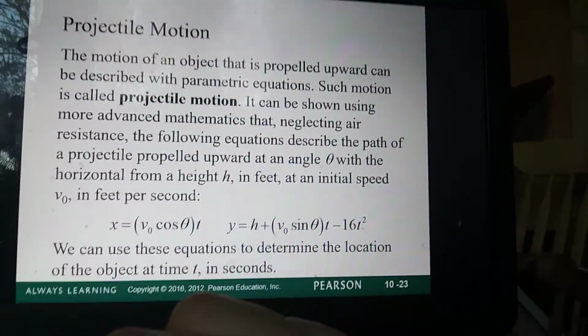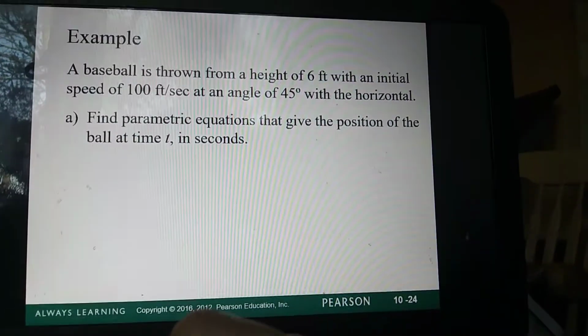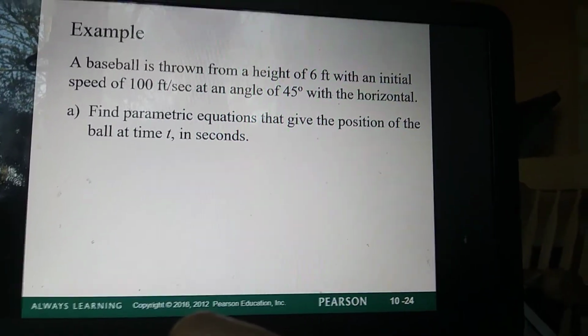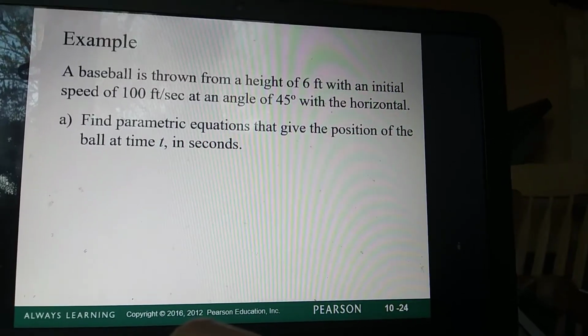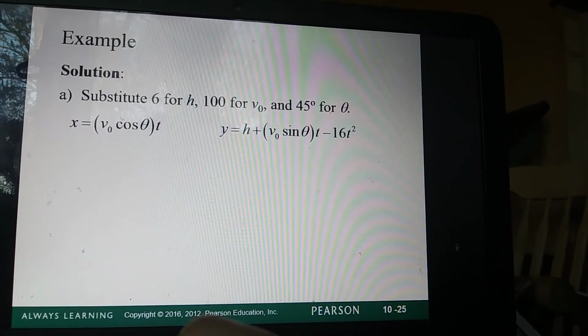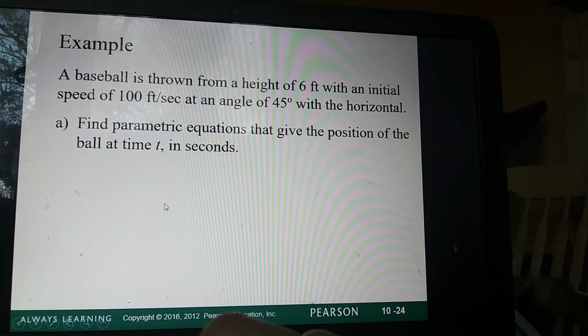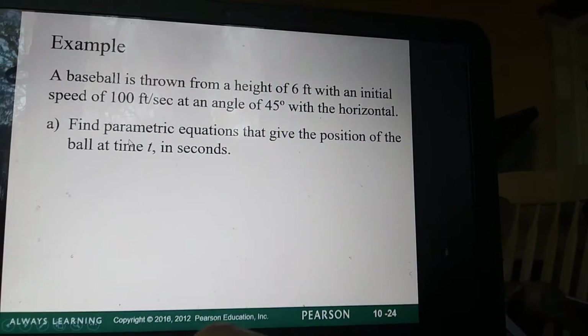So a lot of these equations are very related to physics. So you'll see a lot of physics problems. Looking at this, a baseball is thrown from a height of 6 feet with an initial speed of 100 feet per second. We have a lot of different solutions going on here. So let's work the parts.